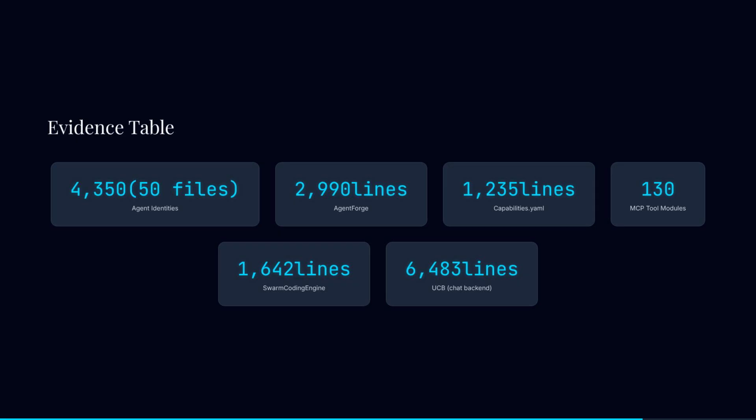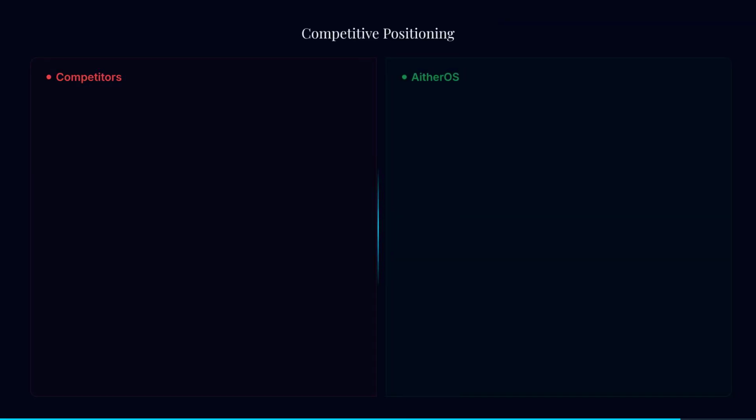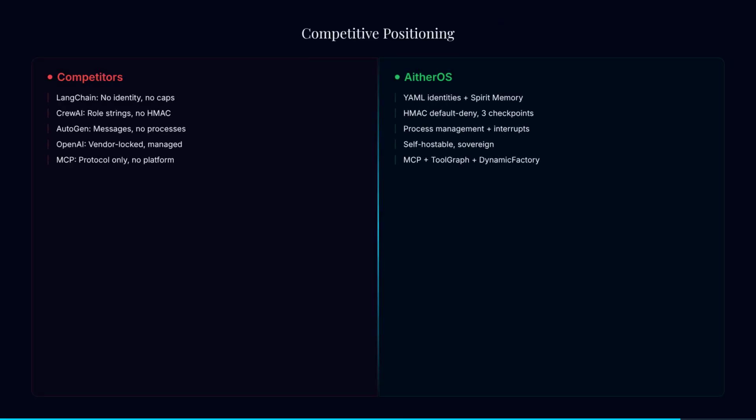All built, all tested. Competitive positioning. On the left, the competitors. LangChain has no identity system and no capability engine. CrewAI uses role strings, not HMAC secured identities. AutoGen provides message passing, not real process management. OpenAI Assistants is vendor-locked with no self-hosting option. Anthropic MCP is a protocol standard, a good one.